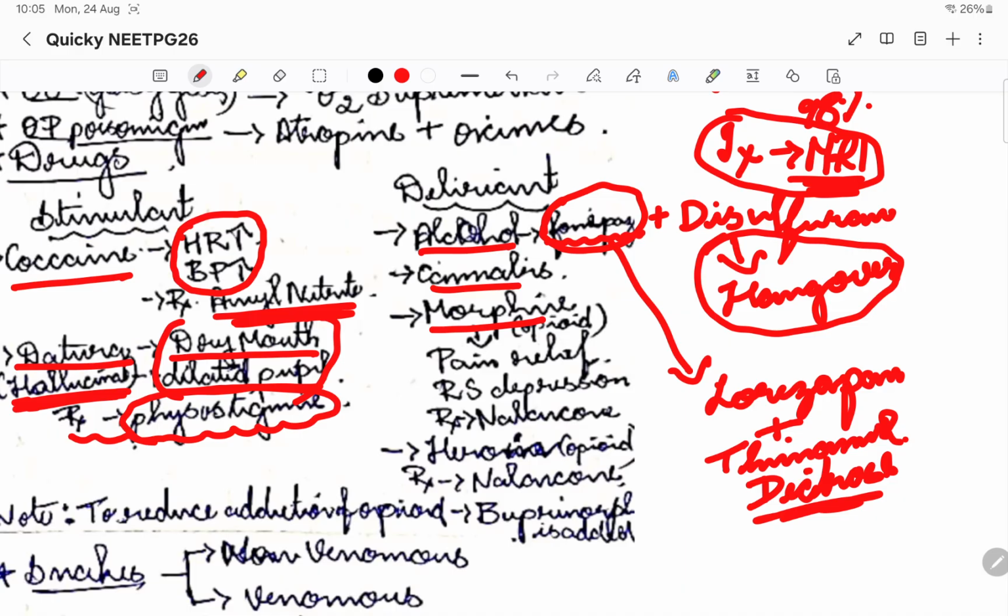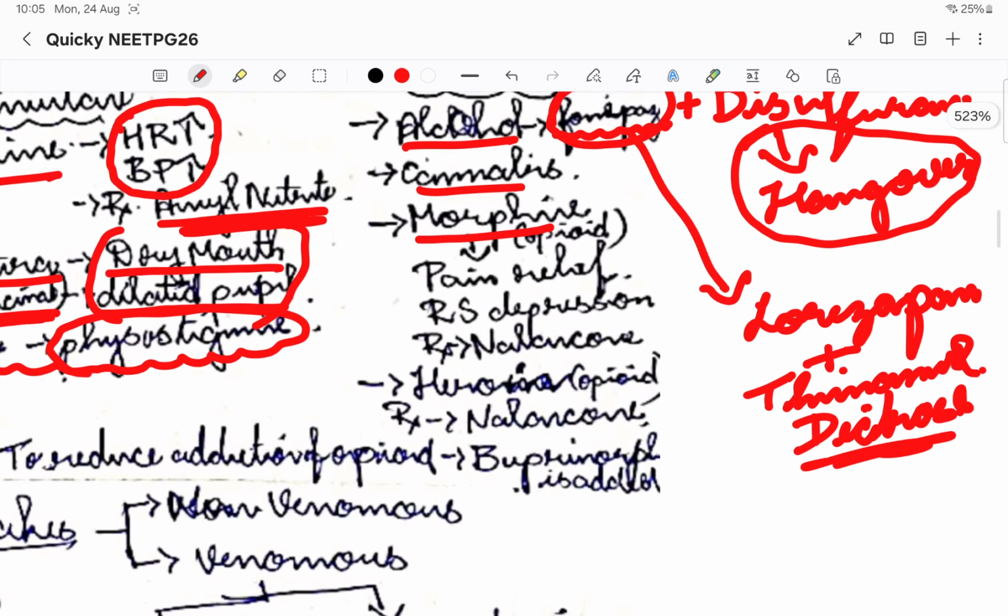Then coming to cannabis, you know that, right? Weed and all, ganja, all the names. Please remember the exact names. These are all deliriants. Then coming to opioids, that is morphine.